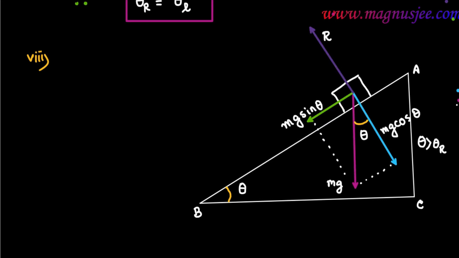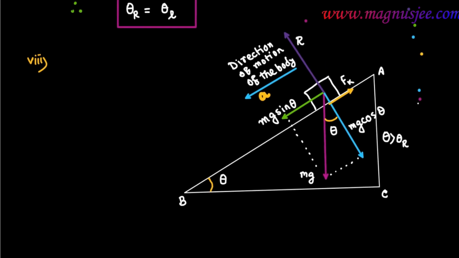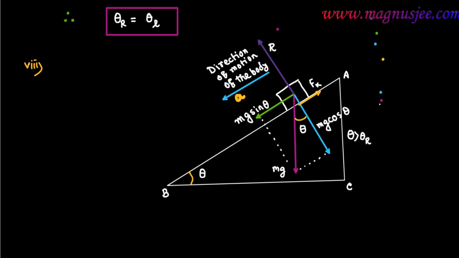Not limiting friction here, because the body will be in motion. That's why kinetic friction Fk, having smaller magnitude, will be acting up the inclined plane, because the body will be moving with an acceleration a. A is the acceleration, and this is the direction of motion of the body down the inclined plane. The body will be moving with an acceleration a under the action of the rectangular component mg sin theta and Fk, down the inclined plane, as shown in the figure. As theta is greater than theta R, the body will be moving.